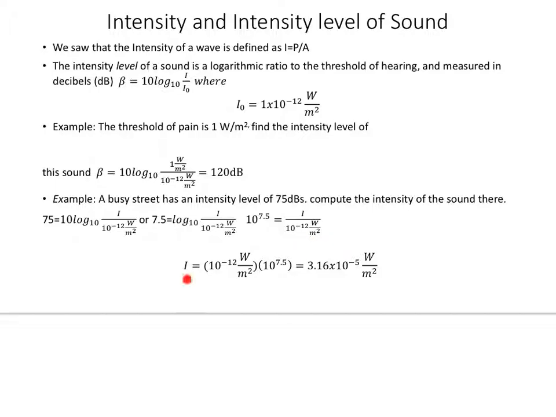So we solve for I. That's 10 to the negative 12 times 10 to the 7.5 power, and that is 3.16 times 10 to the negative 5th watts per square meter. By the way, you can evaluate this on your calculator, usually by doing an inverse log, depending upon what kind of calculator you have.